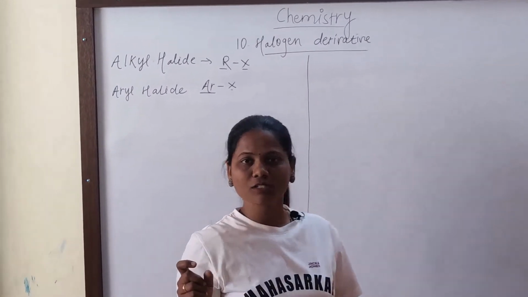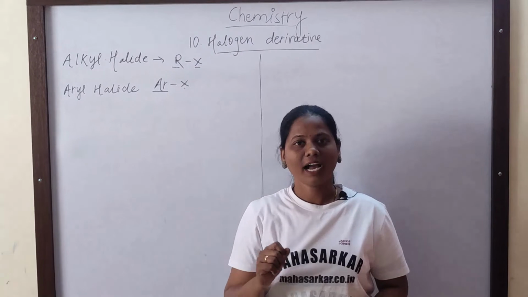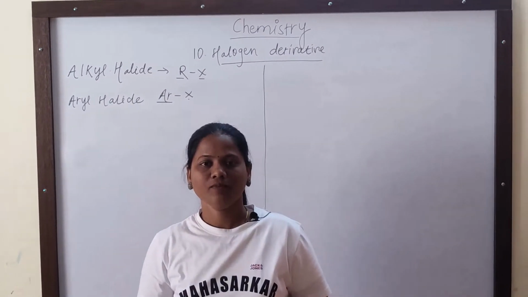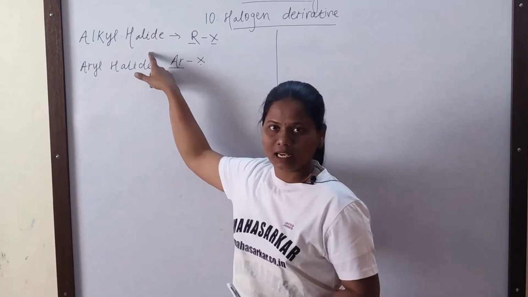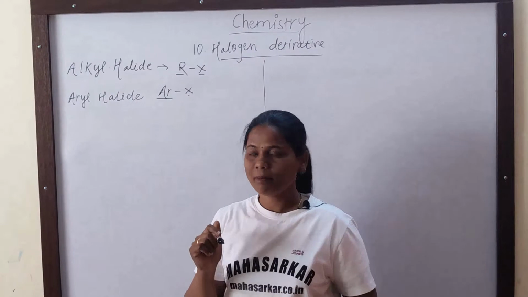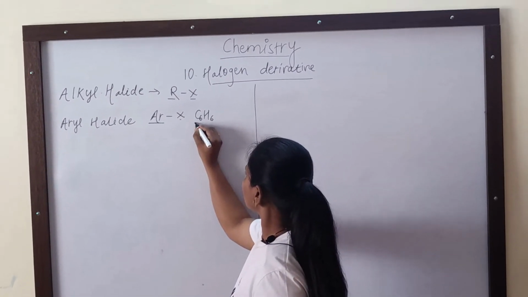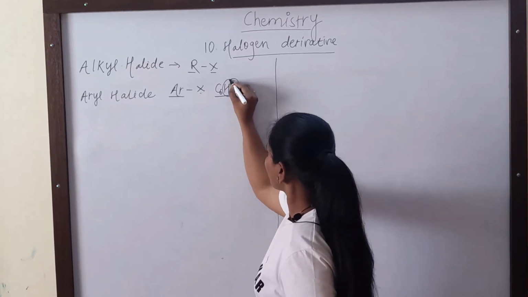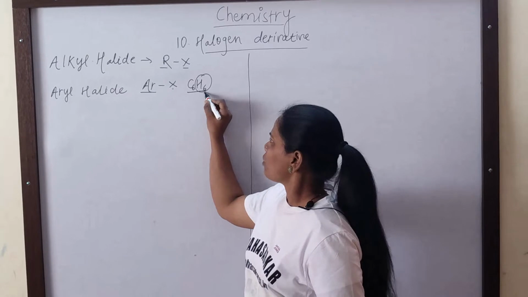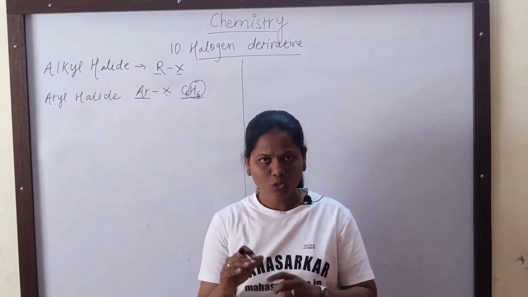What introduction? Halogen derivative means what? When one of the hydrogen atoms of a hydrocarbon is replaced by one halogen atom, that is known as the alkyl halide. Similarly, one hydrogen atom of the benzene ring, as you know that benzene's formula is what? C6H6. So out of these 6 hydrogen atoms, any one hydrogen atom. Why any one? Because all these 6 hydrogen atoms have univalent nature, meaning all are equal.